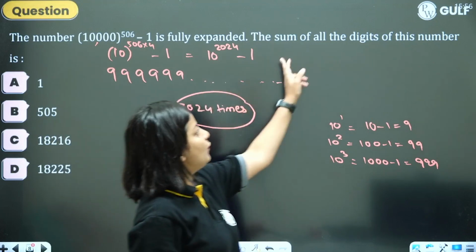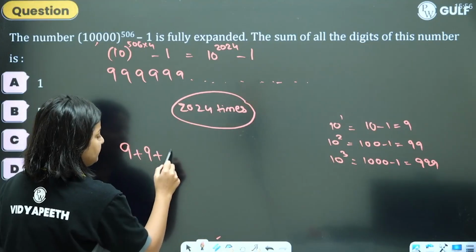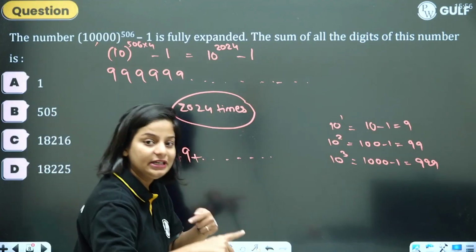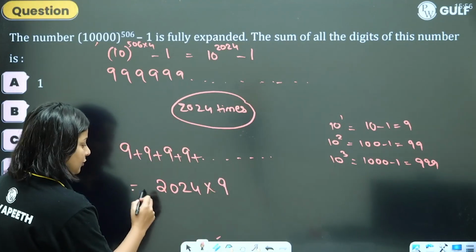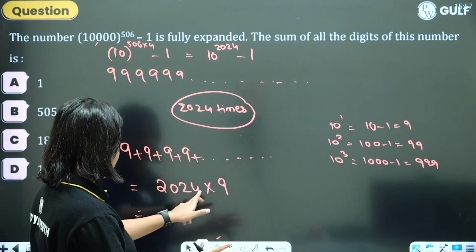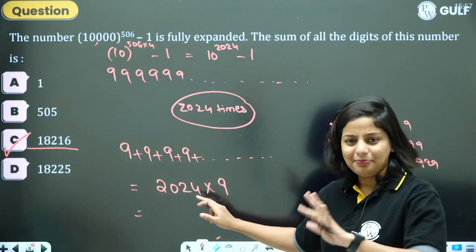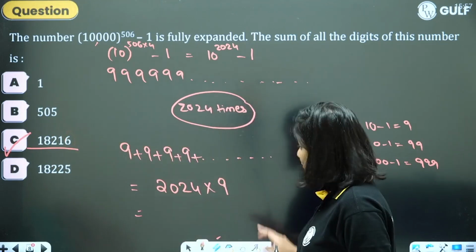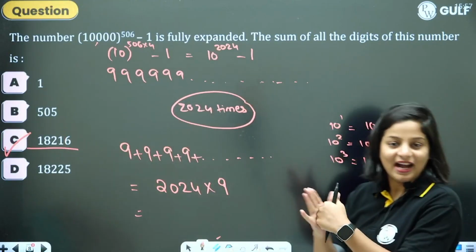The question is sum of all digits of this number. You mean you're going to add this 9. You will be adding 9. How many times will you add it? 2024 times. Isn't it same as 2024 into 9? 2000 into 9, 2000 into 10, 20,000, but okay, 4 9s are 36, last digit should be 6. I am not actually multiplying, 4 9s are 36, the last digit should be 6. That's how I chose option C as my answer. Let's see. Yes, it's correct. Are you able to understand?